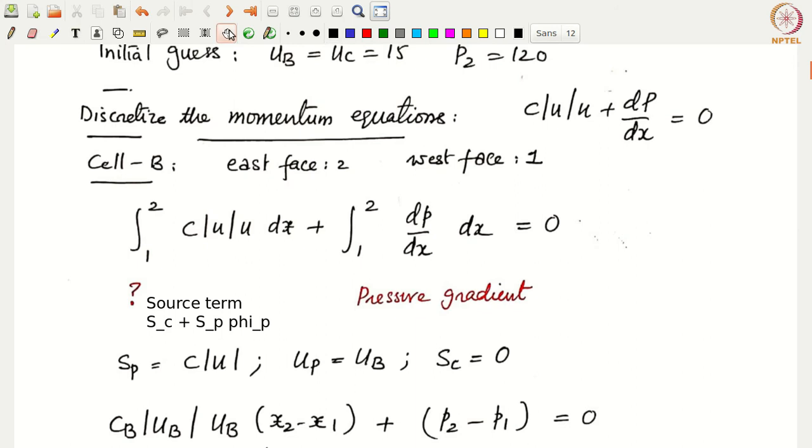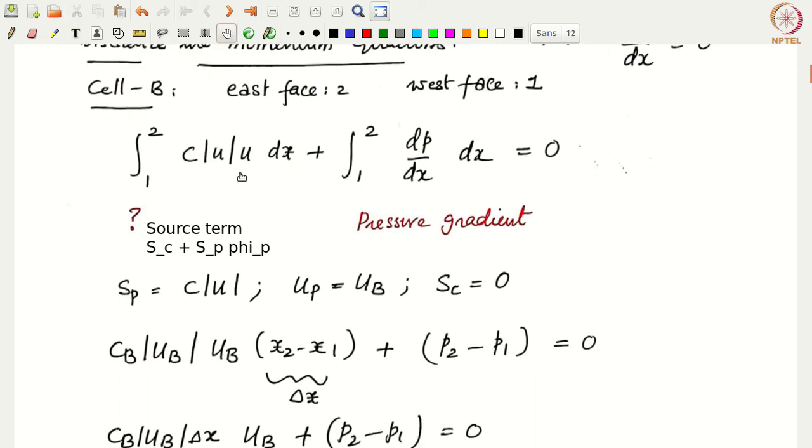All right, so we know that this is basically a source term. Then if you write this in terms of SP Vp, Vp would be evaluated at the cell centroid, and that would be a constant. So constant times integral dx would give you x, and you have x2 minus x1. So essentially what you have is CB mod UB times x2 minus x1. That is the integration of the first term, and the second term would be dp dx dx. Integration would be dp, and integration of dp would be p, that is P2 minus P1, with a minus sign.